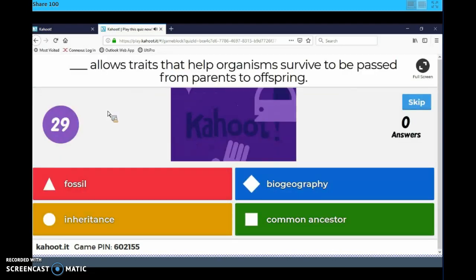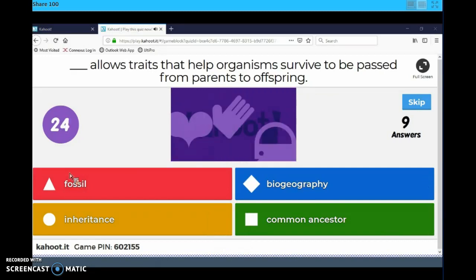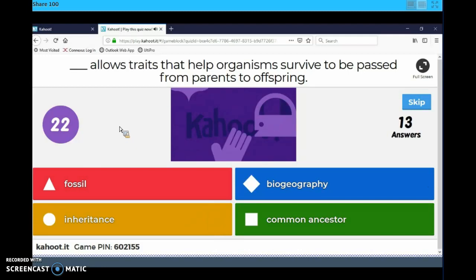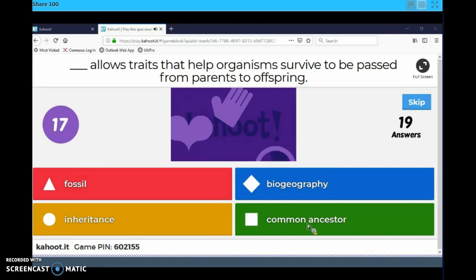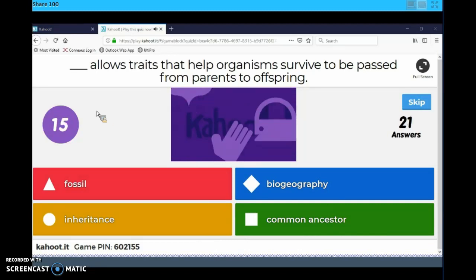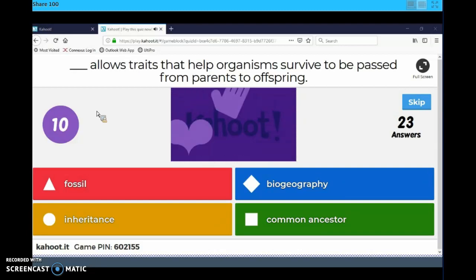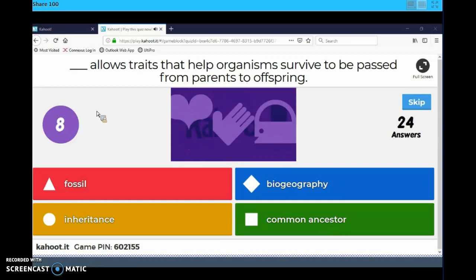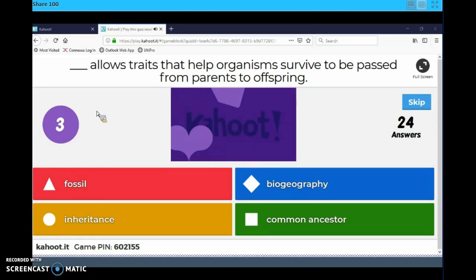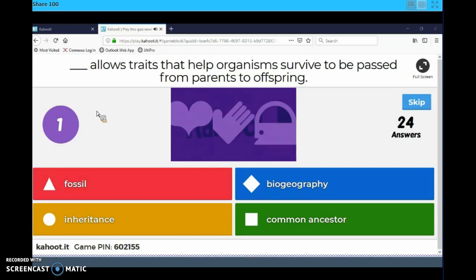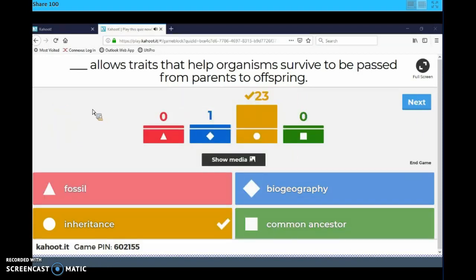Blank allows traits that help organisms survive to be passed from parents to offspring. Parent to offspring is the key here. All right, that is inheritance, parents to offspring.